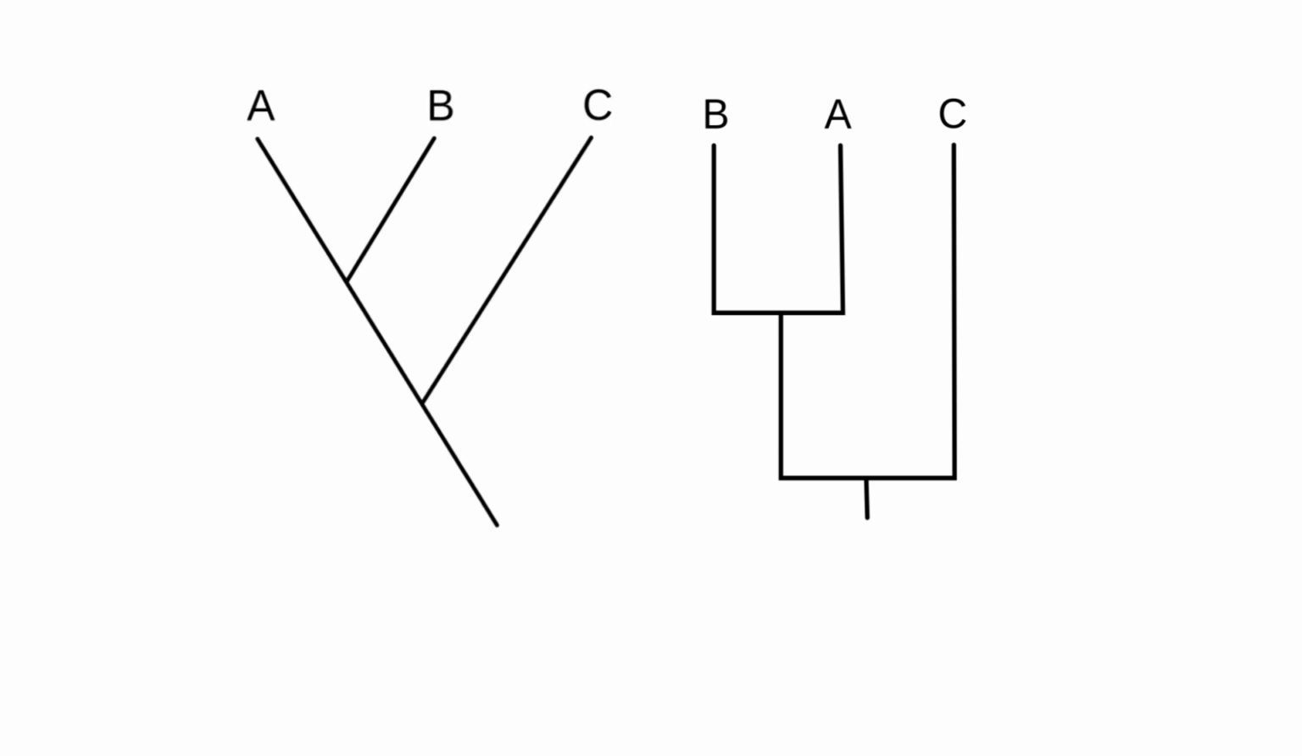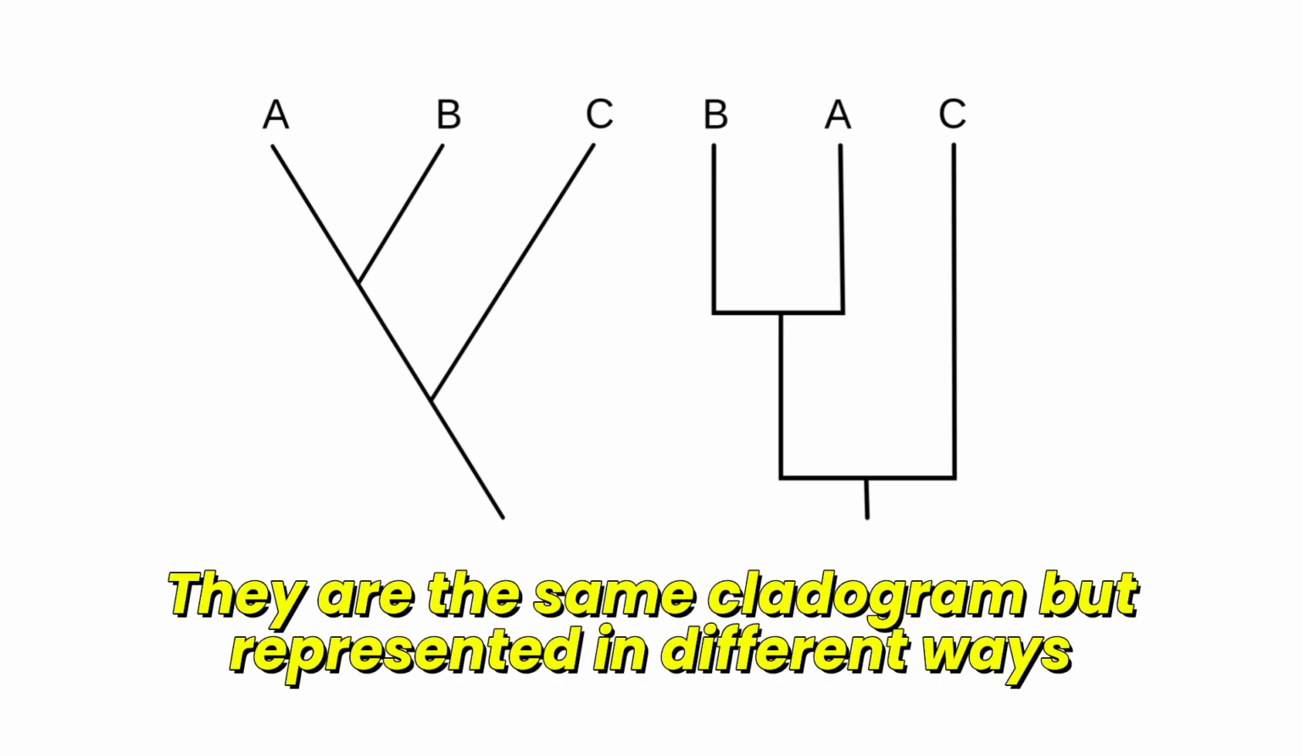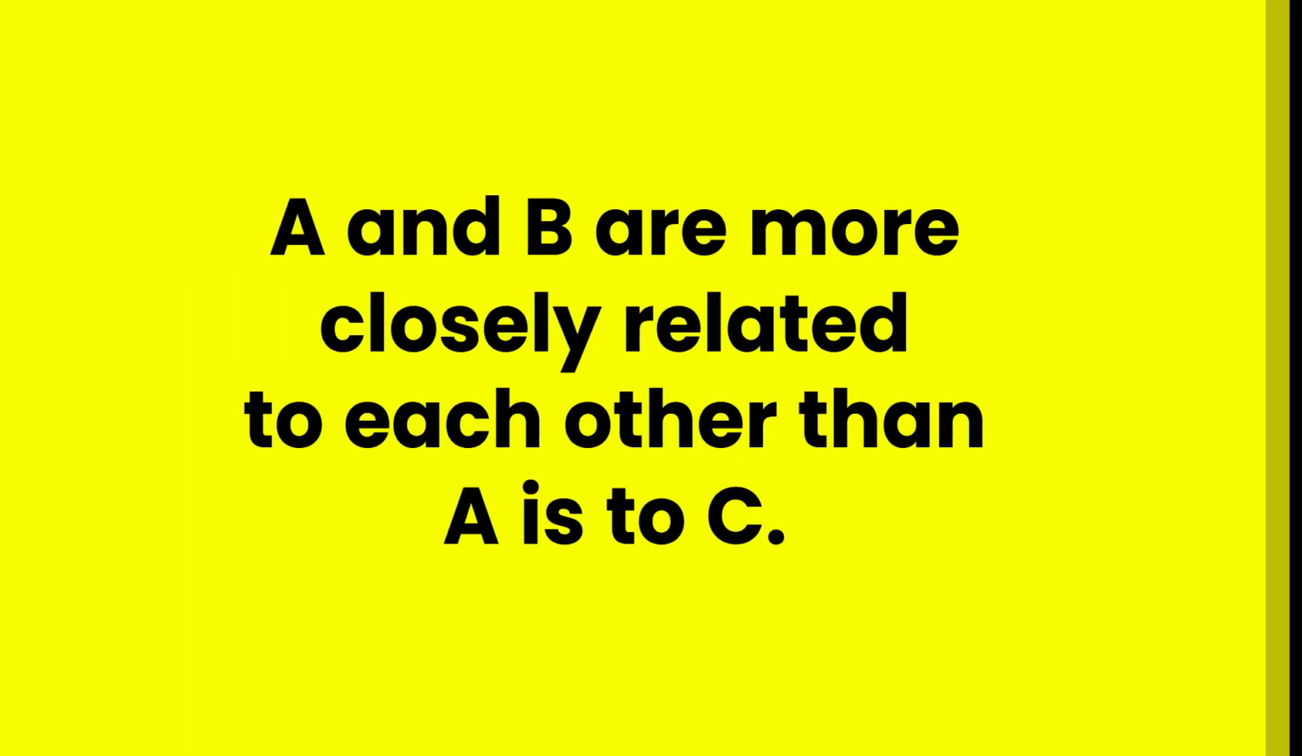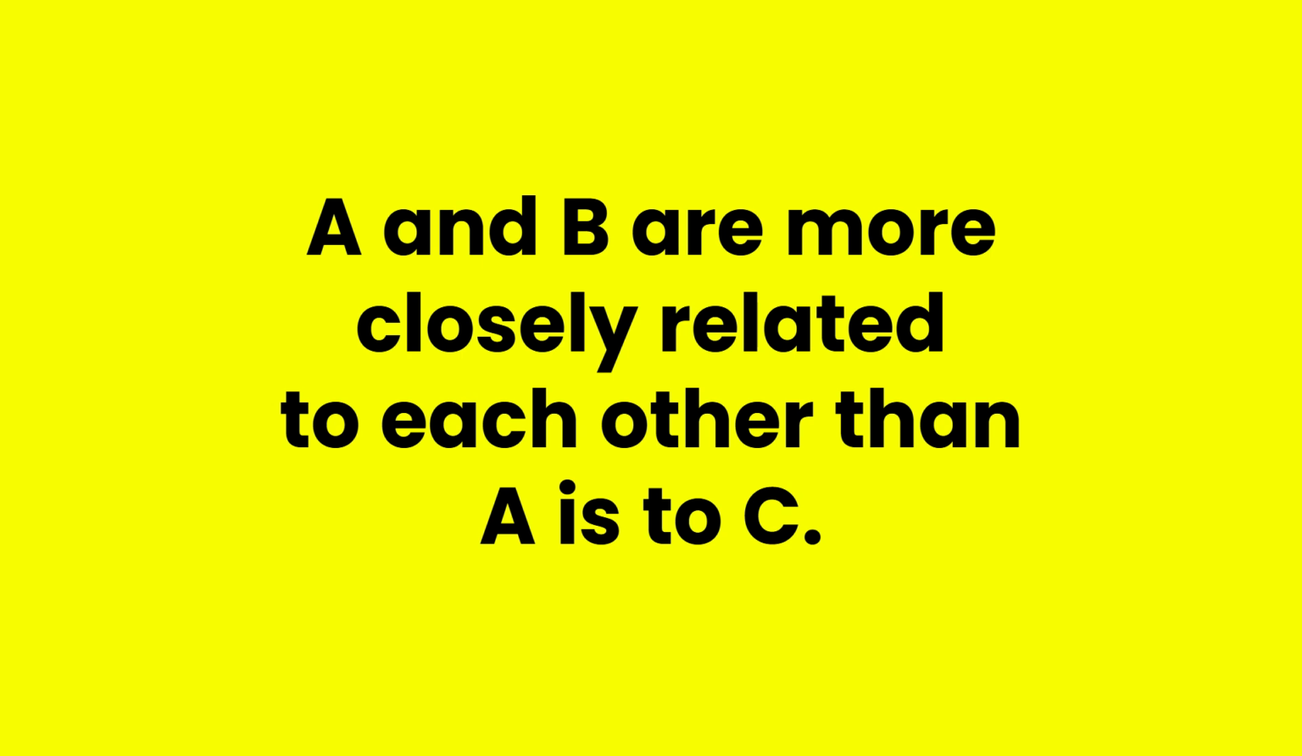If we take a look at these two diagrams, we'll see that they are actually the same cladogram but represented in different ways. Organisms A and B are the most closely related because if we trace back their branches, you'll find their most recent common ancestor right here. Meanwhile, A and C share a common ancestor further back in time, meaning A and B are more closely related to each other than A is to C.